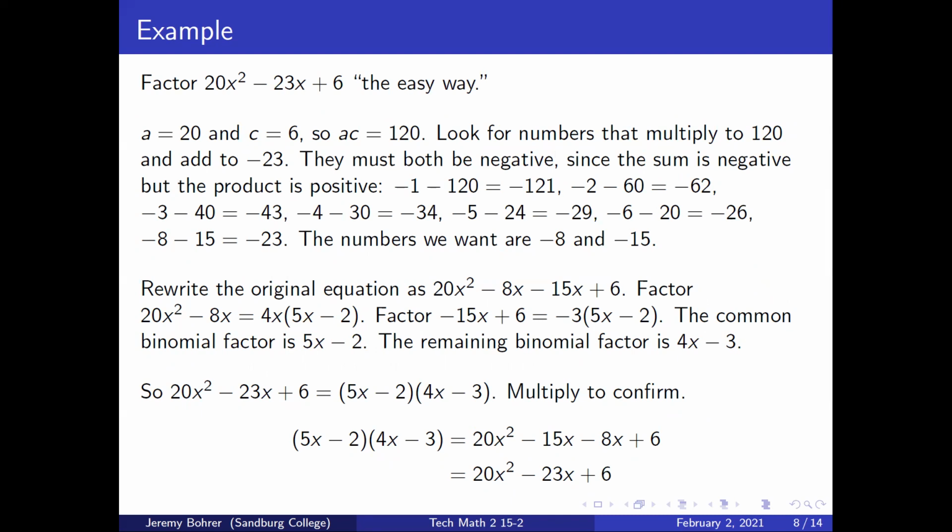We multiply to confirm: 20x squared minus 15x minus 8x plus 6. We get the 20x squared from 5x times 4x, the negative 15x from 5x times negative 3, the negative 8x from negative 2 times 4x, and the 6 from negative 2 times negative 3. Add it all up, we have 20x squared minus 23x plus 6.